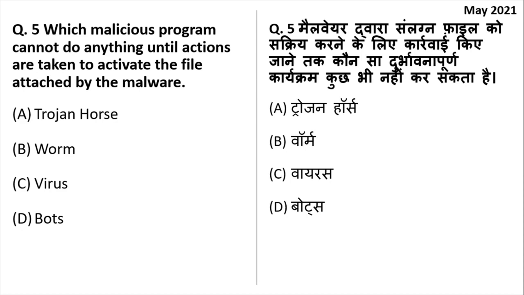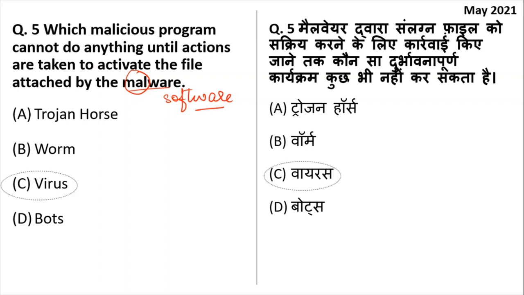Which malicious program cannot do anything until actions are taken to activate the file attached by the malware? If you have not heard of this term, malware is related to software. Some software is useful to do some kind of task, like a web browser. But malware is software whose main intention is to harm your computer. So malware is software intended to harm a particular computer. So which malicious program cannot do anything until actions are taken to activate the files? Here the answer is option C.